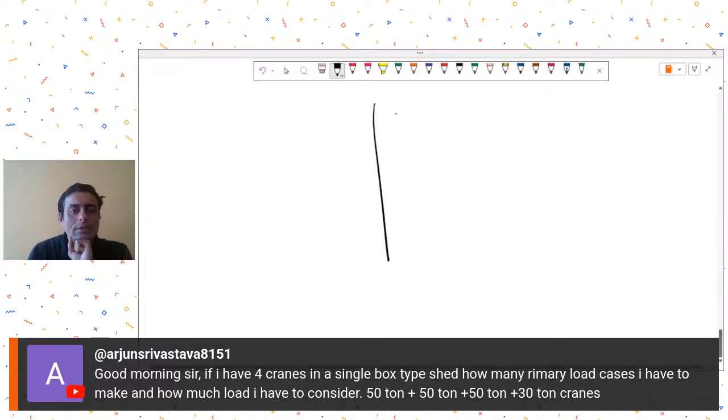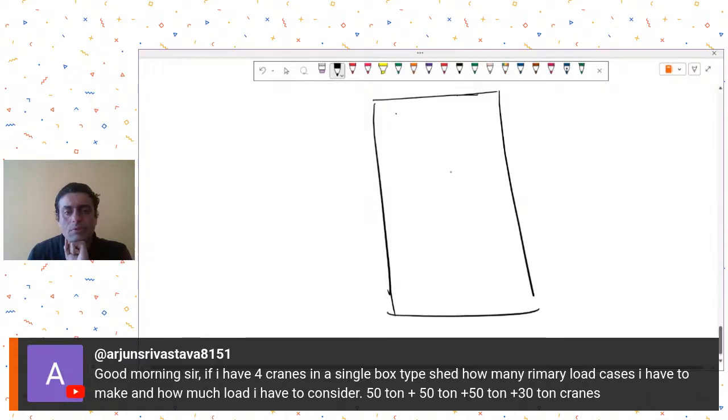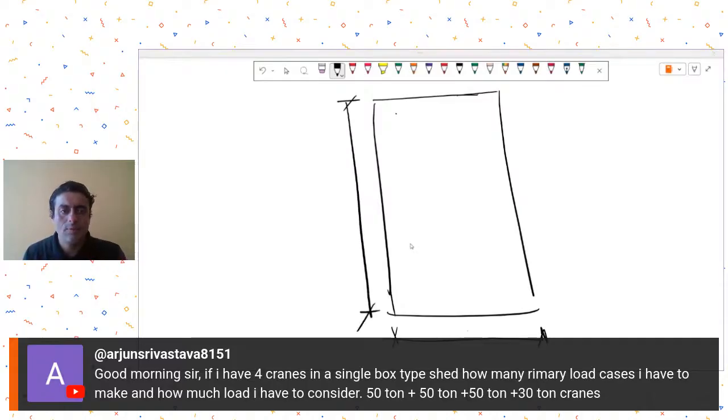Let's say this is the plan of your shed. I'm not sure what box type shed means. I'm assuming it's a shed like this. So just give me some shed dimensions. Hello, if you are there. Okay, I think he's not there. Let's say these were your columns in plan.